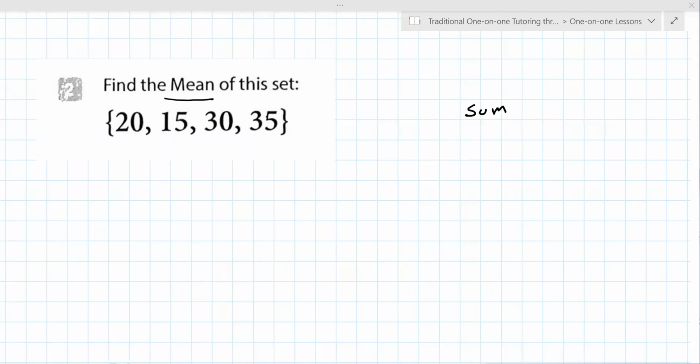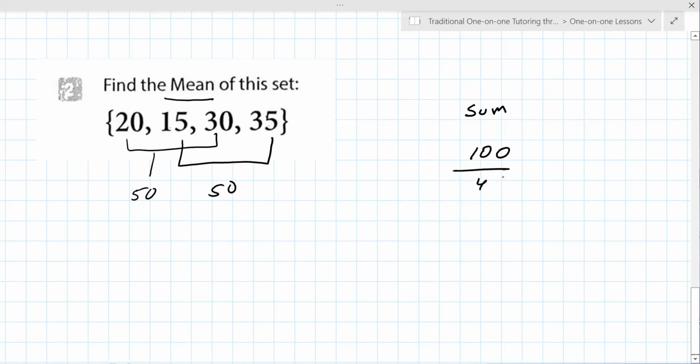$25. Yeah, so when you add these up, I don't know if you saw this, but 15 and 35 make 50, and 20 and 30 make 50. So that's what I did. 100 divided by 4, which is 25. Perfect. So the number on the bottom changes based on how many data points you have. You have 4 data points in this data set.